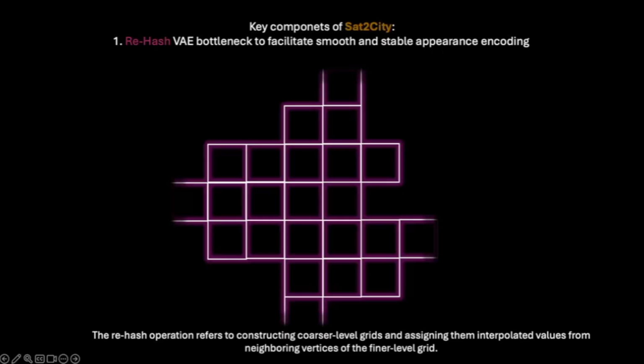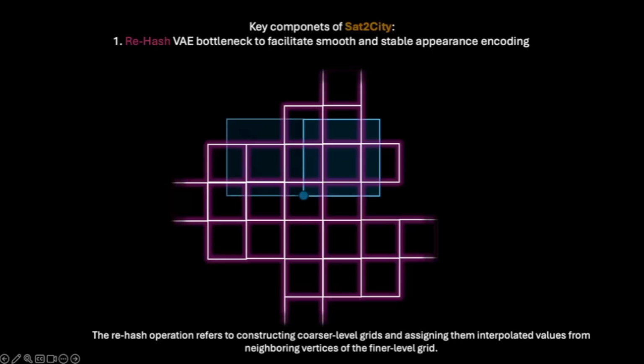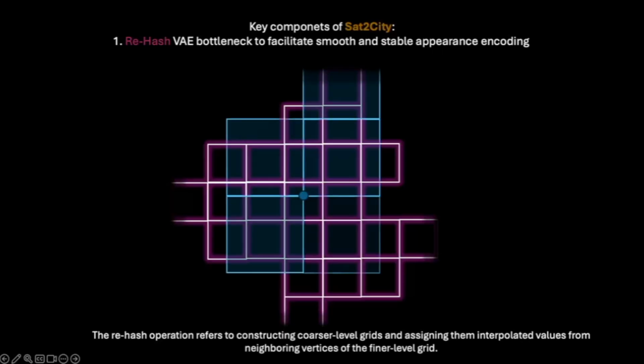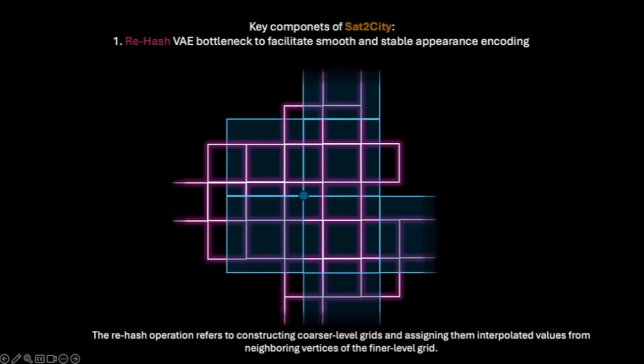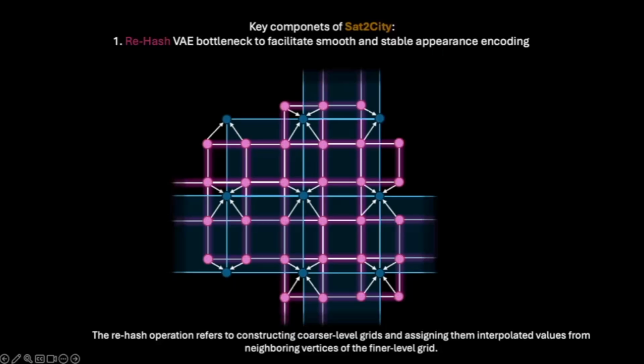So, at the bottleneck, instead of keeping only one resolution of sparse voxels, we progressively coarsen them into a hierarchy of grids, assigning them interpolated values from neighboring vertices of the finer level grid. Each level doubles the voxel size and provides a smoother, more global view of the appearance field. These multi-level feature grids allow the model to interpolate appearance more stably. Each coarser voxel inherits interpolated features from its neighboring finer-level vertices, ensuring smooth transitions across scales.